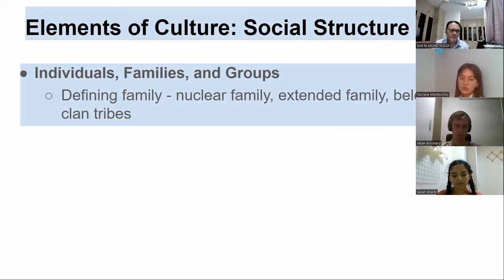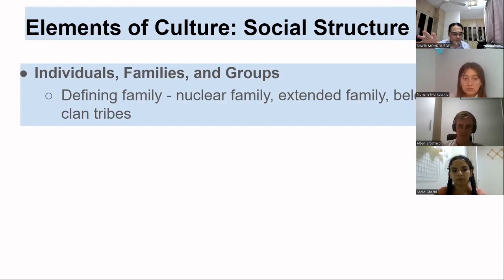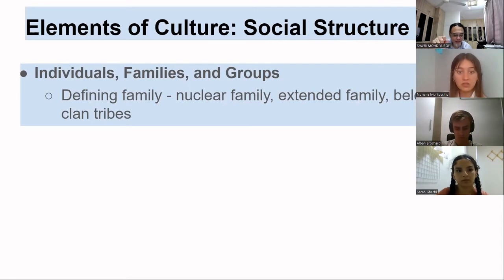So individual. But when you talk about family, in the US, it is more of a nuclear family. What's a nuclear family? Have you heard of nuclear family? What's the meaning of nuclear family versus extended family? Okay, Norian, what's nuclear family?